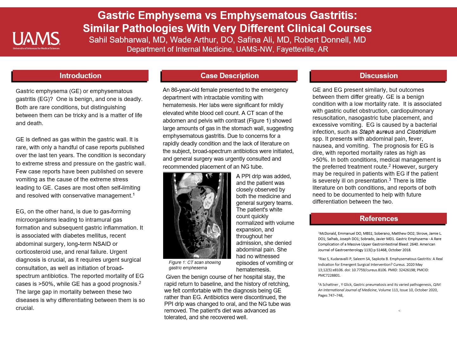Now, due to the deadly prognosis of this condition, we immediately started the patient on broad-spectrum antibiotics, and general surgery was urgently consulted, and they recommended the placement of an NG tube. A PPI drip was subsequently added, and both the surgery and medicine teams were closely following this patient's clinical course. Luckily though, the patient's white count did normalize with volume expansion, and the patient denied any further episodes of vomiting or subjective or objective abdominal pain.